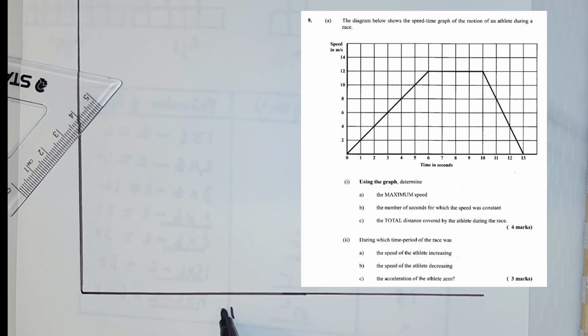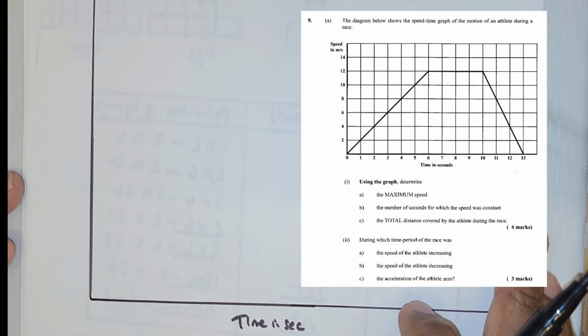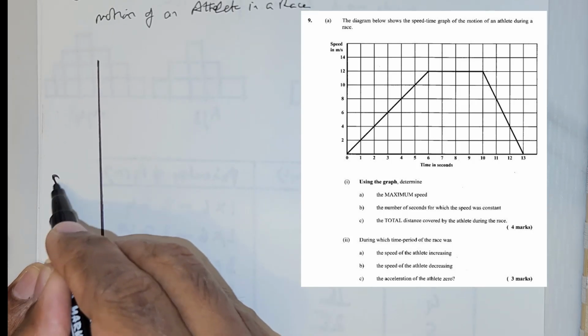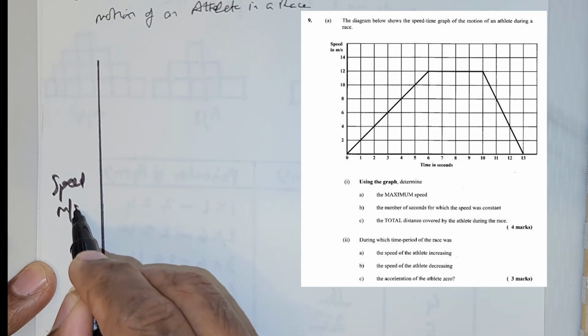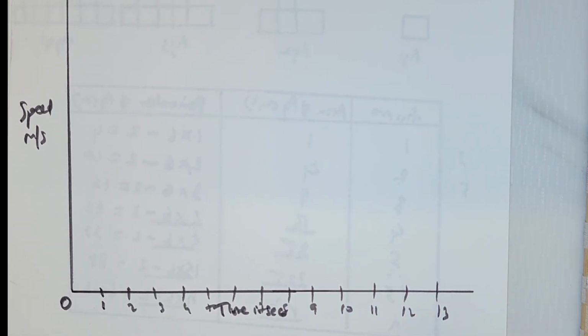So this is time in seconds, and this is the speed, meters per second. Okay, so it starts at 0 and 1, 2, 3, 4, 5, 6, 7, 8, 9, 10, 11, 12 and 13. So the measure is for 13 seconds.